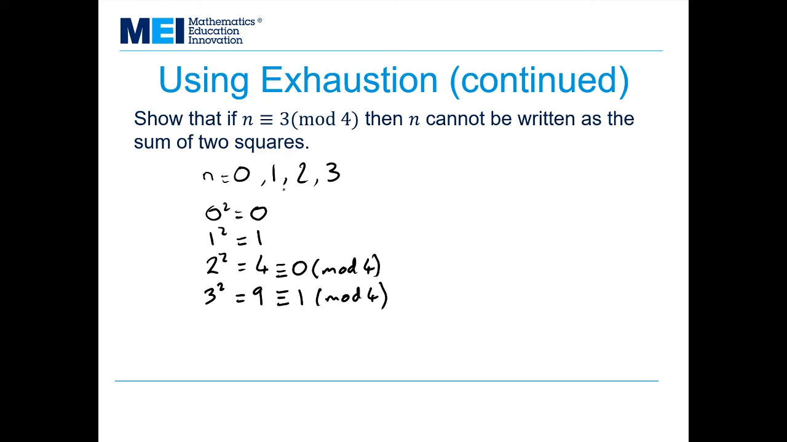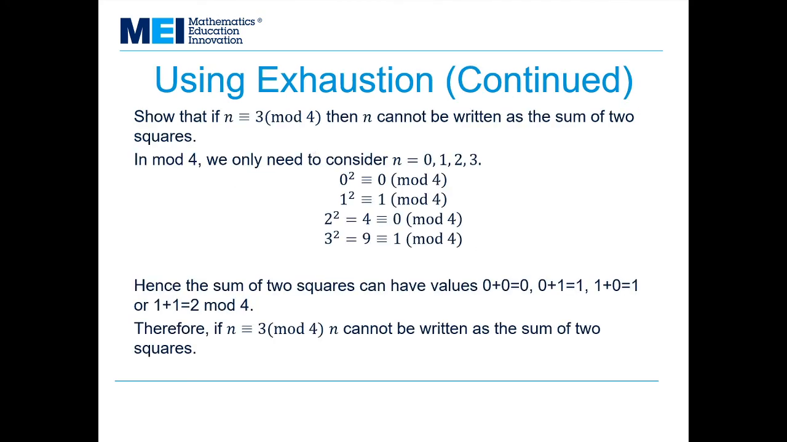So what I've got here is that all of the different values for n squared are either 0 or 1 mod 4. So if I add 2 squares together, I'm either going to have 0 plus 0, 0 plus 1, 1 plus 0, or 1 plus 1. So the only answers that it's possible to get is 0, 1, or 2. If I've got the answer 3 mod 4, it cannot have been from the sum of two squares. Let's see how that might be written out as a proof.